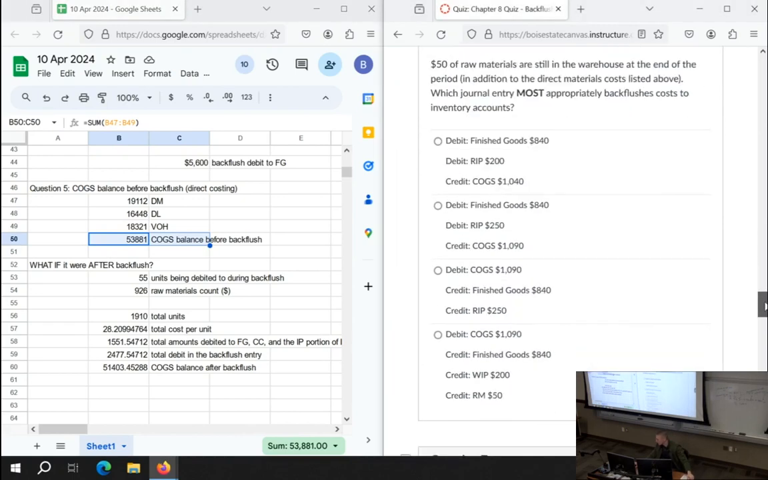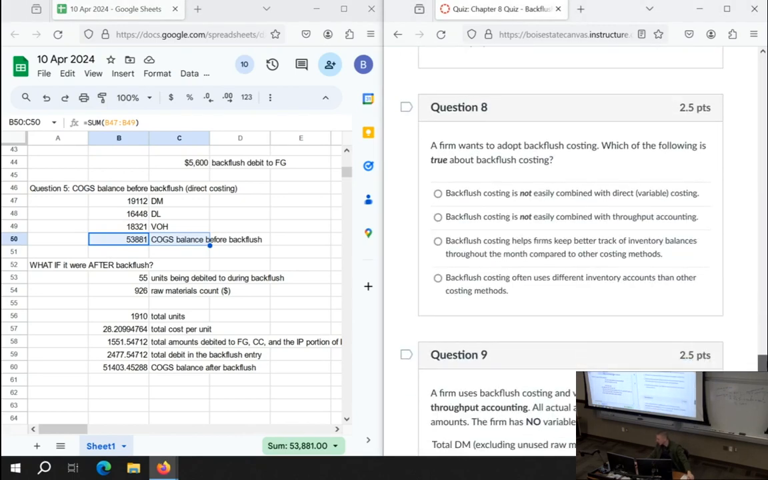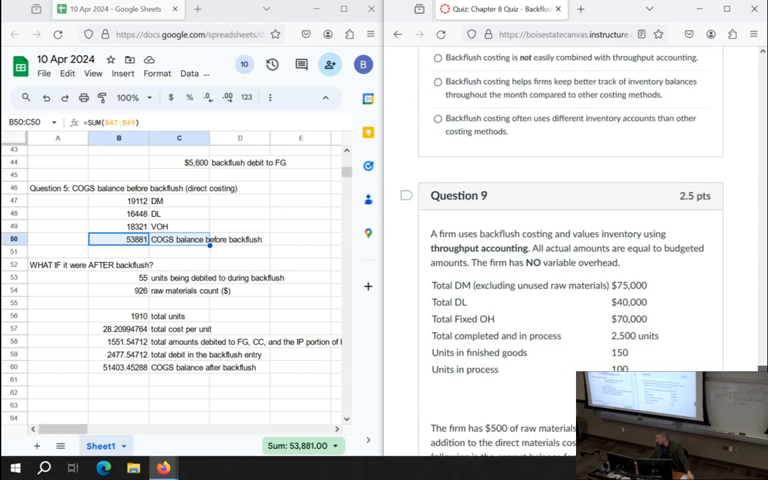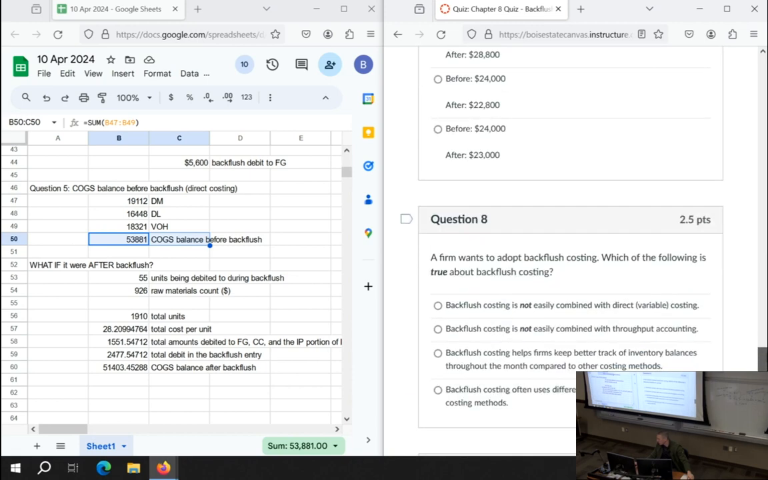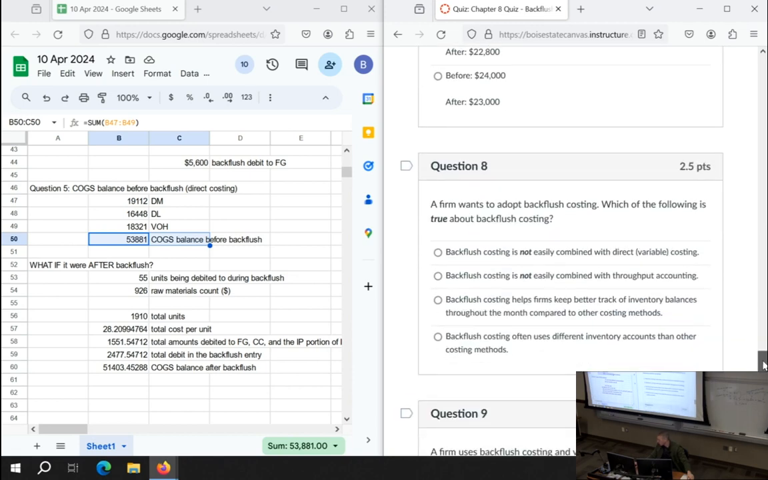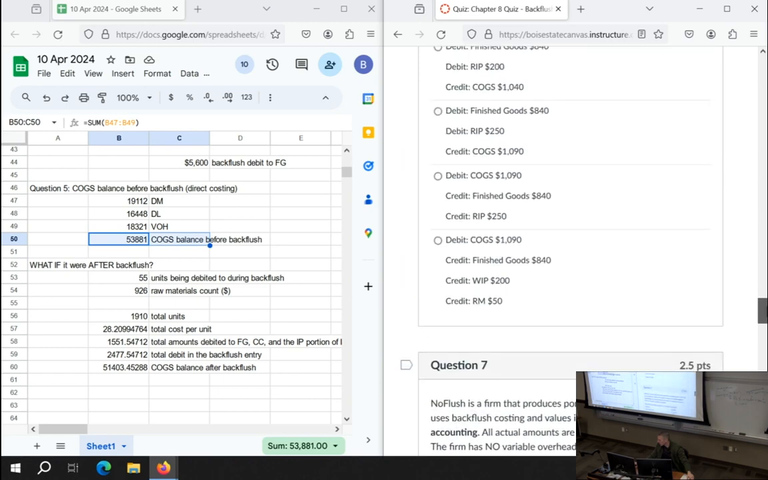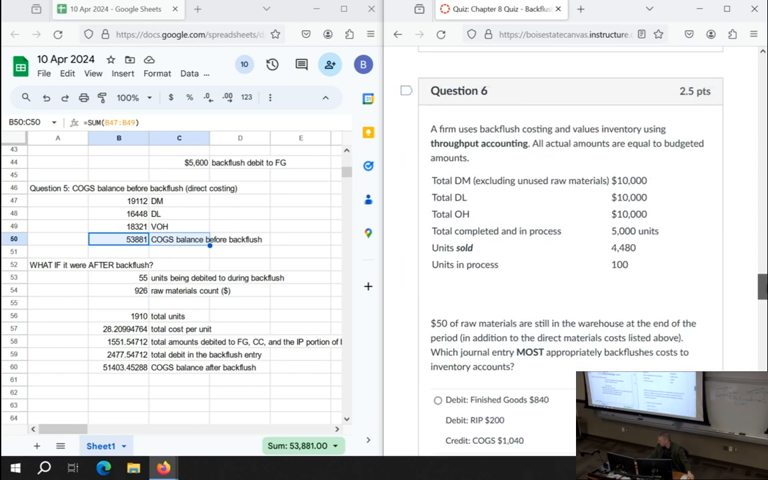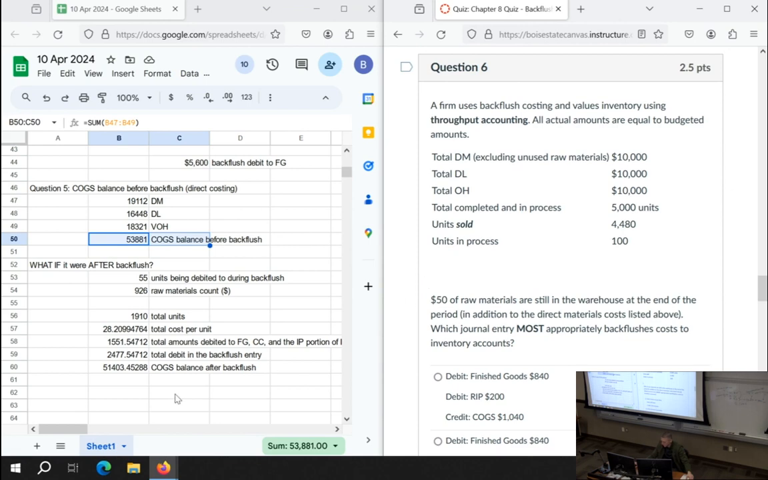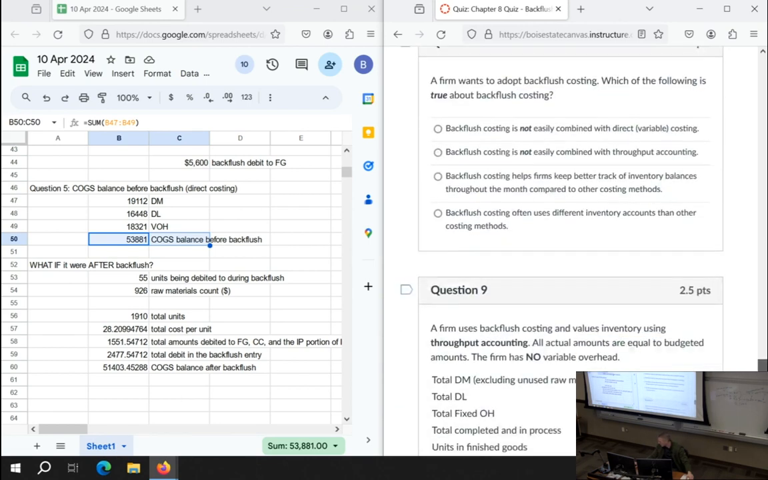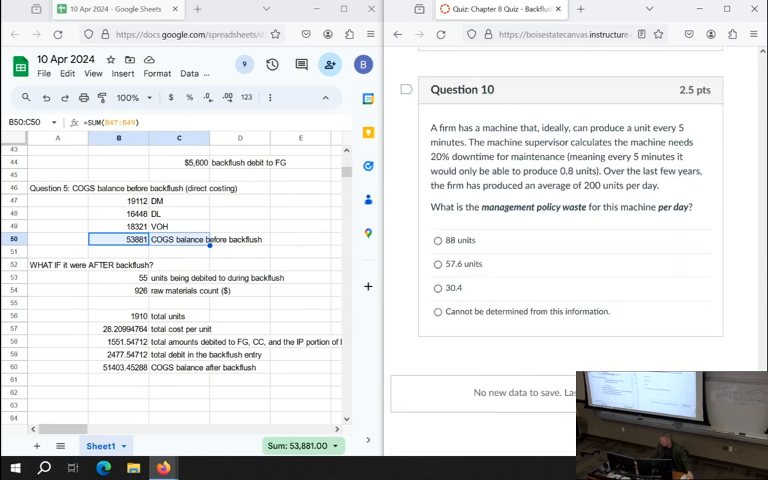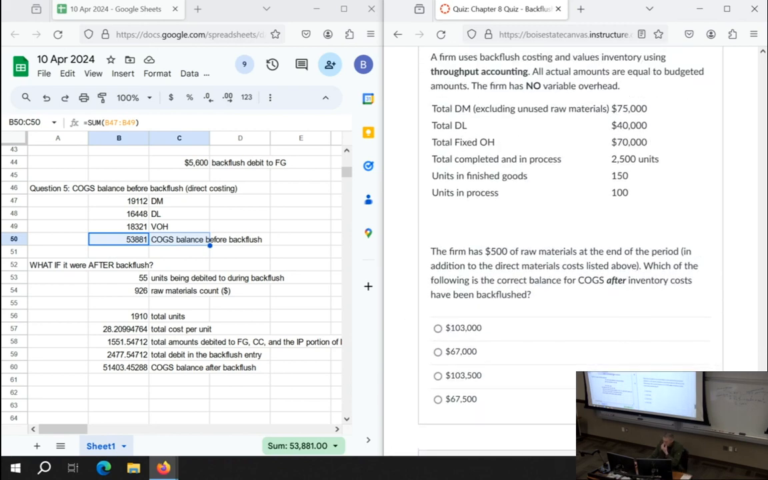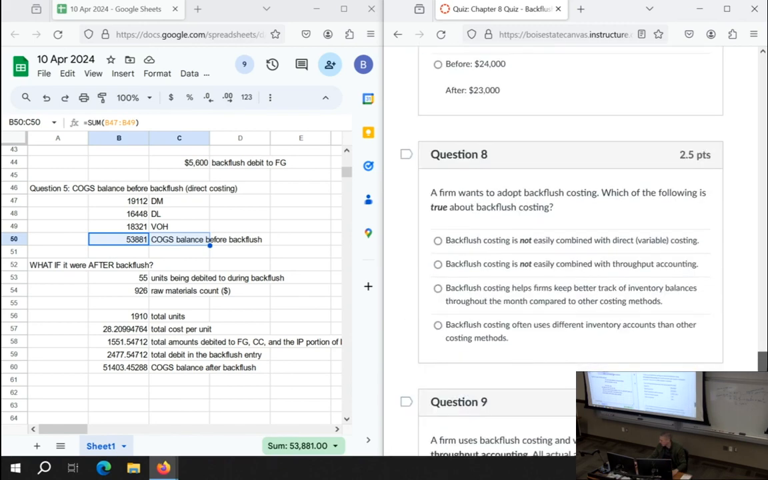Okay, so 6, 7, and 9 here are throughput accounting questions, and then 8 is more of a general backflush costing question. So let's look at 6, 7, and 9, and 8 as well. We'll do the rest of the problems. My point is that we've got 6, 7, and 9 throughput accounting, 8 general backflush, and then 10 we're going to have this capacity variance question here. We can look at capacity variance. Did I say that right?